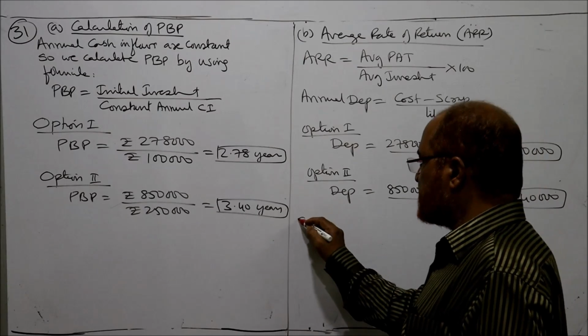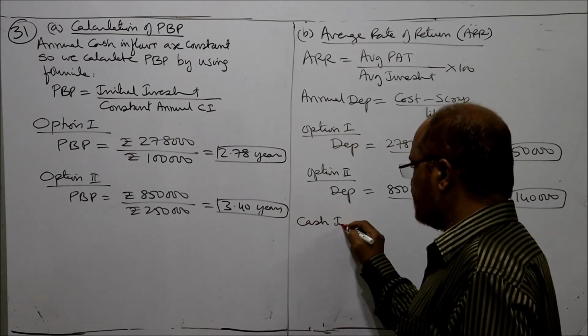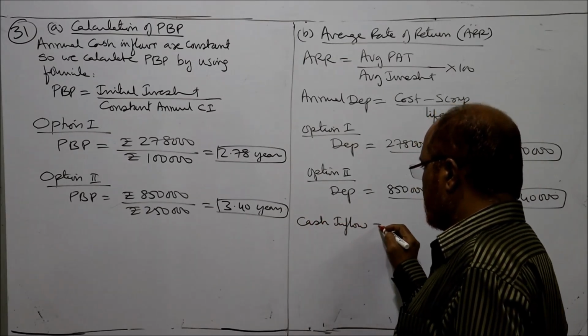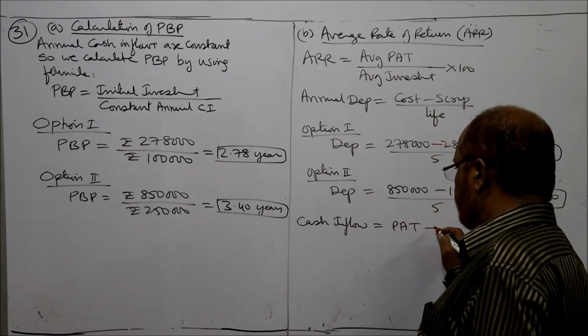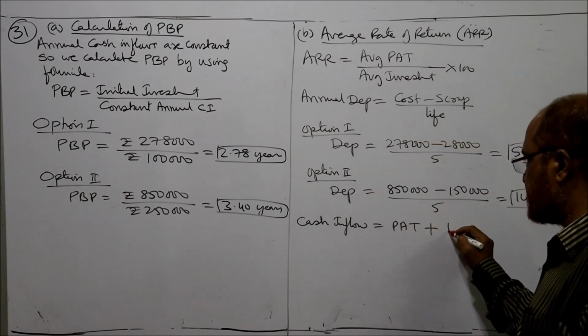Now one formula is there: cash inflow is equal to PAT plus depreciation.